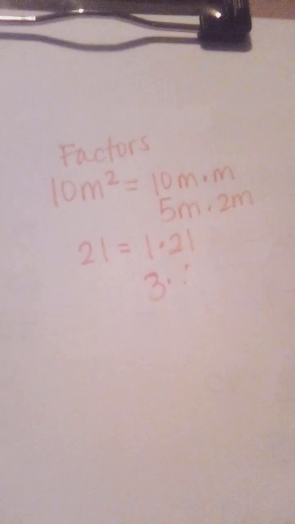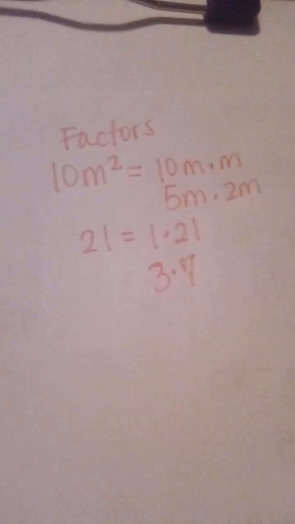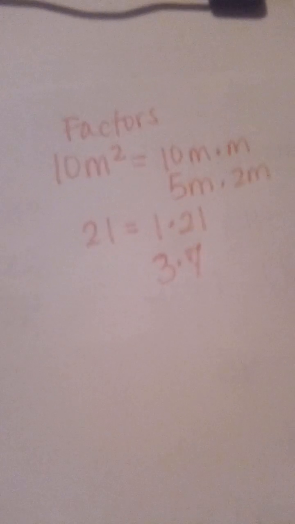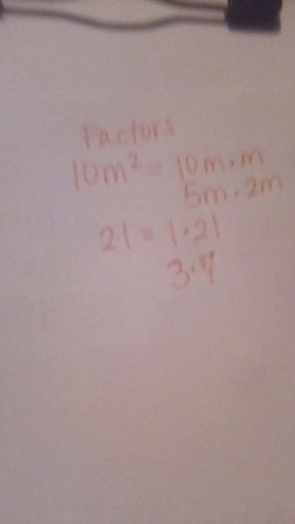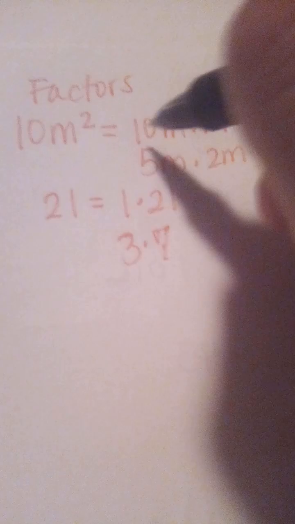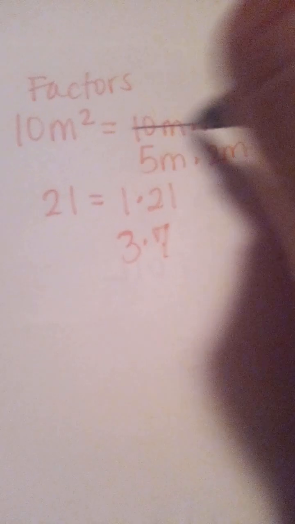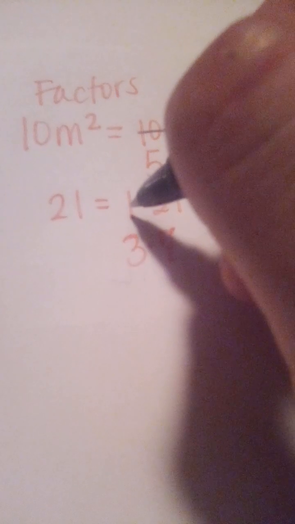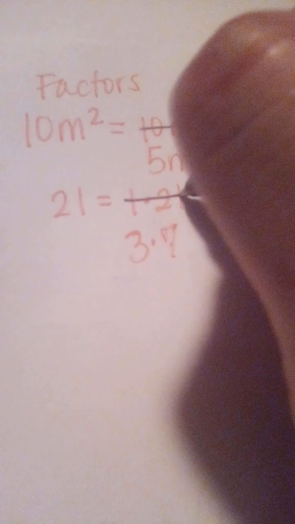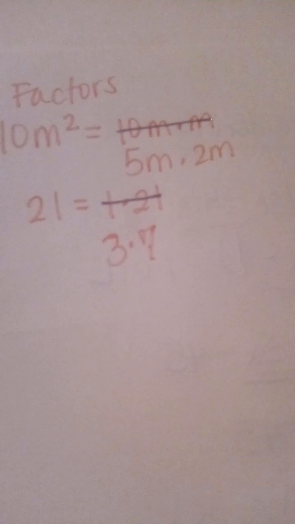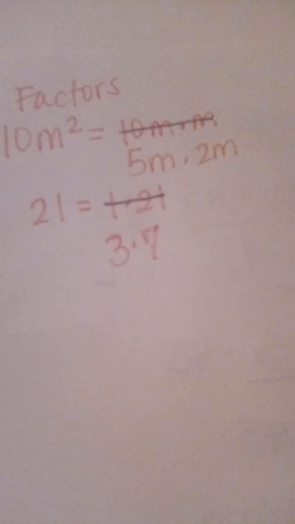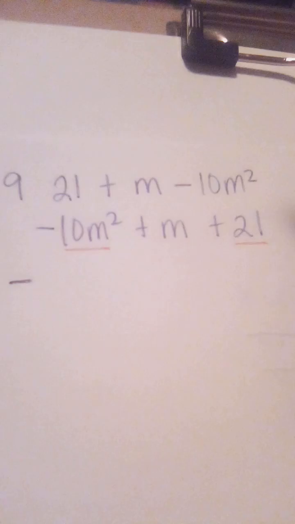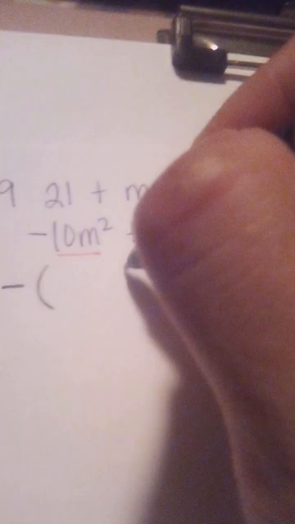Yes, 3 times 7. I want to make sure I sound confident. All right. First off, we could eliminate the two obvious ones: the first factors of 10m squared and the first factors of 1 times 21. Now we have 5m times 2m, and 3 times 7 as our factors. Let's put this into play. I'm going to put the negative sign in front, and then the first set of parentheses.